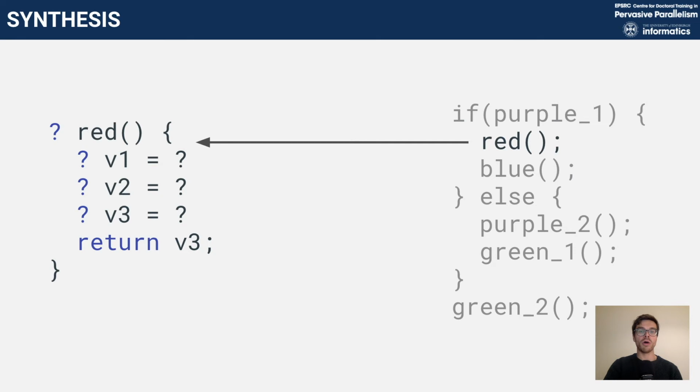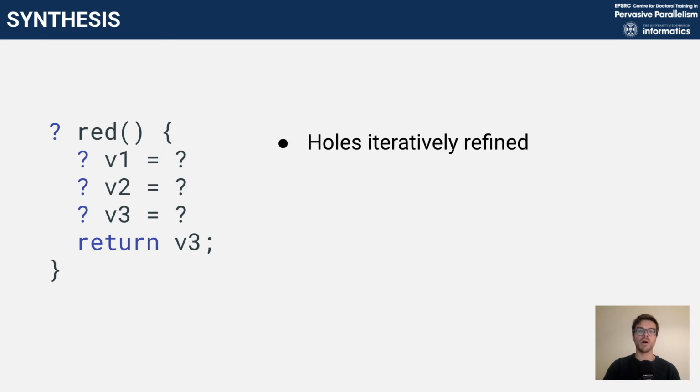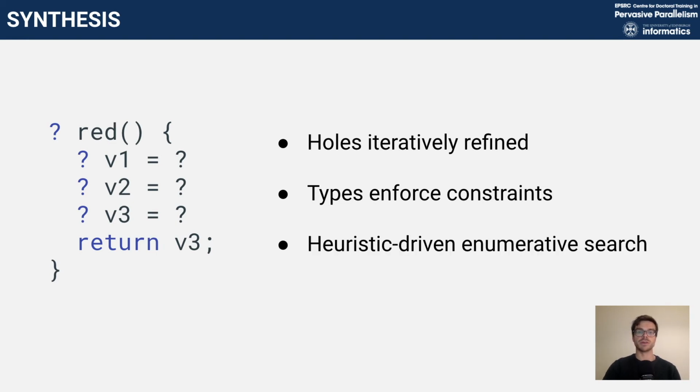Fragments specify holes within their structure that represent places where values can be selected in the final instantiation. On the left-hand side of the slide, these are question marks in the pseudocode. In the final stage of synthesis, we use an iterative hole refinement procedure to select concrete single static assignment values for these holes. As types are chosen for holes, constraints are enforced on other values and their types. We use a heuristic-driven enumerative search to search through the space of potential instantiations and identify correct candidate programs.